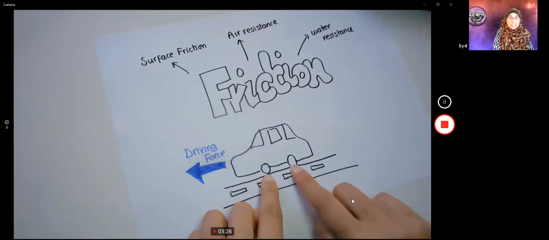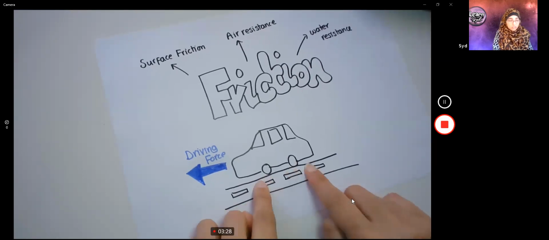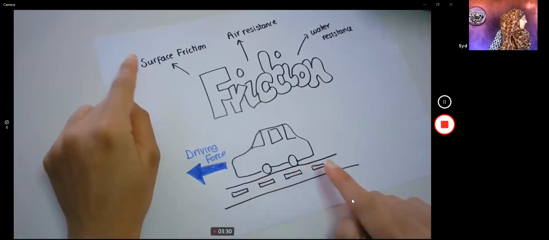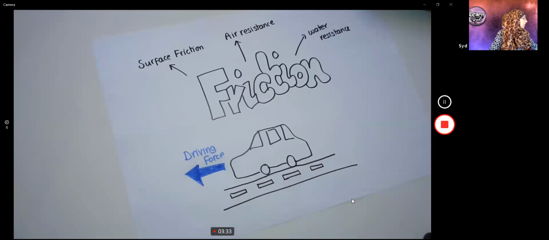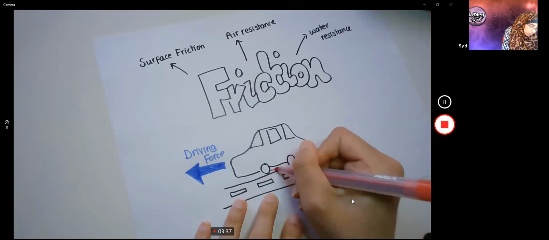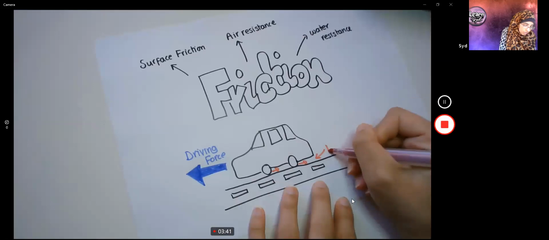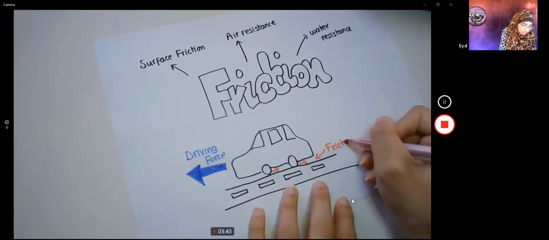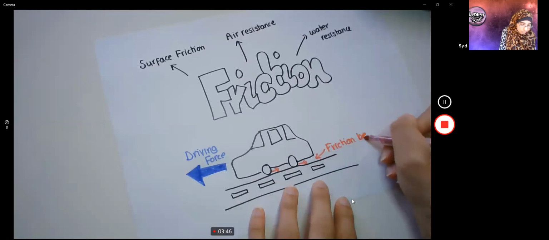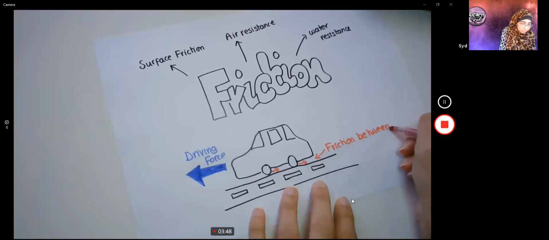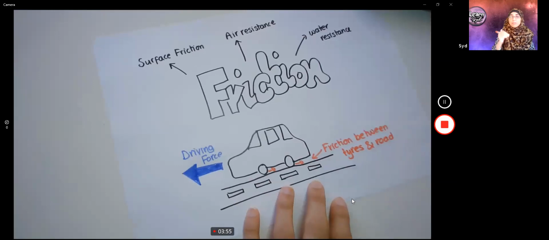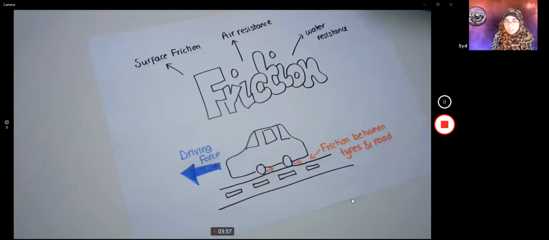Now those tires and the road, that's going to cause surface friction. So there's going to be a friction from the tires. I'm going to get a red color and draw some arrows to show that there's going to be friction from the tires. Okay, so we're going to have an arrow here: friction between tires and road. So that's one type of friction that your car is going to be experiencing, right?